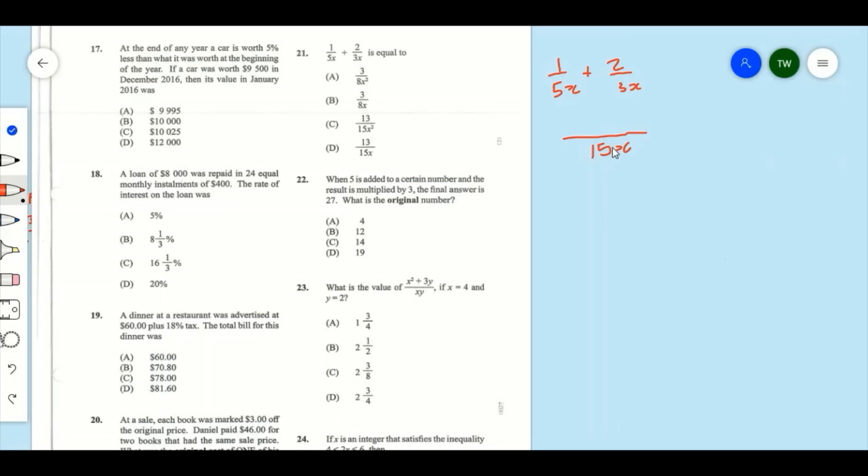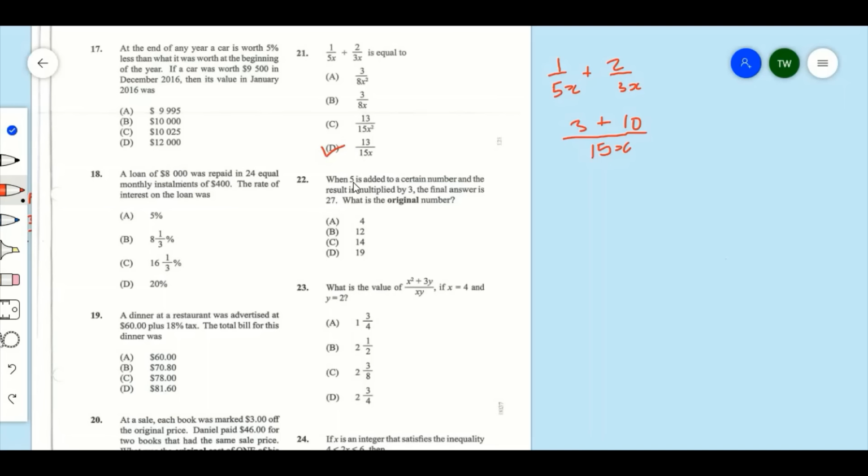5x into 15x, that's going to be 3, and we need to take that 3 to multiply the 1, so 3 times 1, that's still going to give us 3, plus 3x into 15x, that's going to give us 5, and 5 times 2, that's going to give us 10, and 3 plus 10, that's going to be 13 over 15, so our answer for 21 is going to be D.